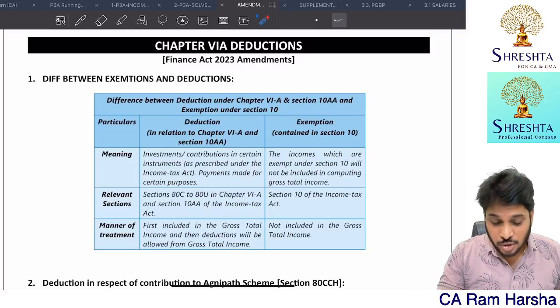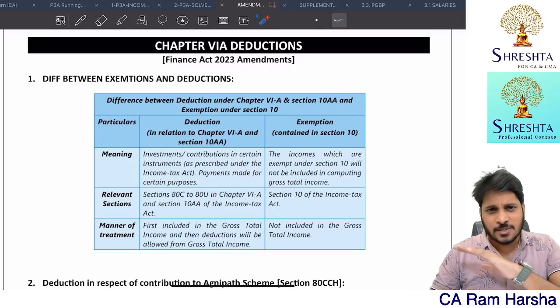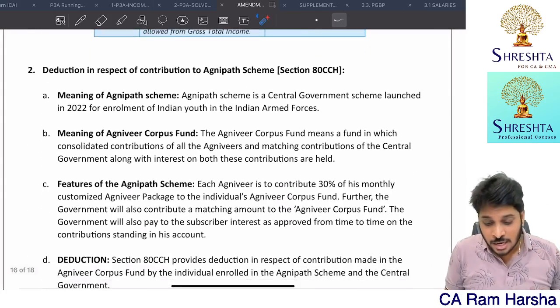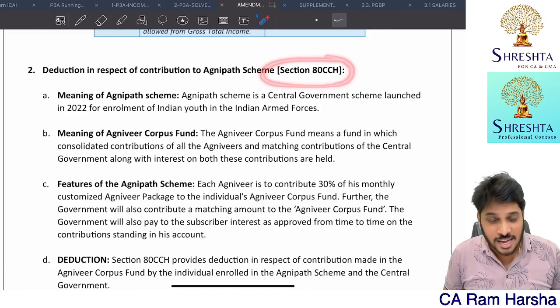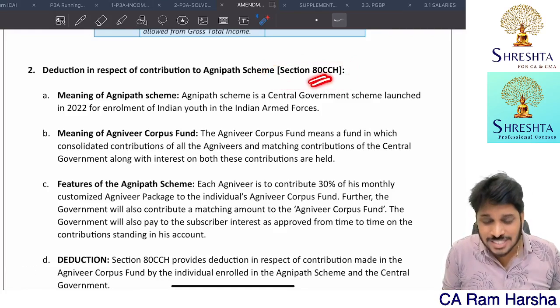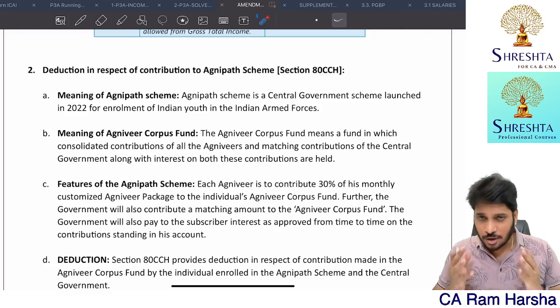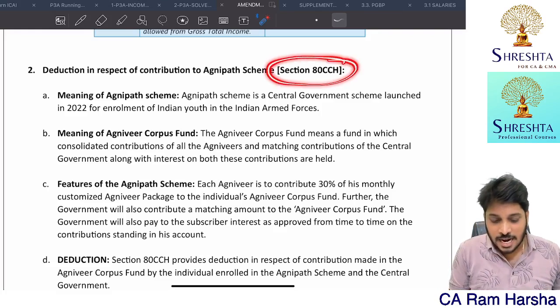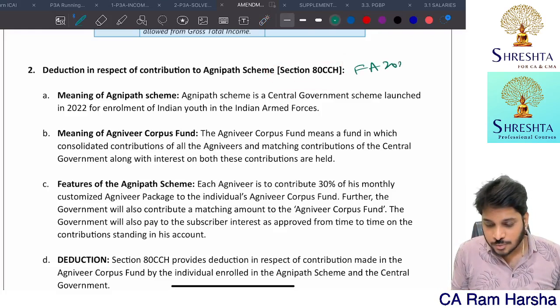Let's begin amendments on Chapter 6A deductions. Technically speaking, there are no amendments to any provisions of Chapter 6A, just that one new section has been added, 80CCH. A new section is added, that's it. So, of course, even if a new section is added, that's an amendment, right? So, this is added in the Finance Act 2023.